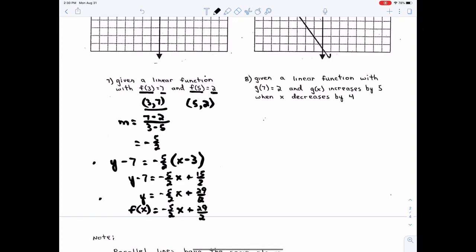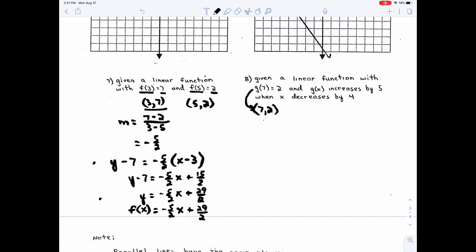Okay. Given a linear function with g of 7 equals 2, and g of x increases by 5 when x increases by 4. Did I give you a point? Sure, right here, I gave you a point, 7, 2. Did I give you a slope? A lot of people say, well, no, you didn't give me the slope, but I can calculate it. Well, you can calculate it, but I handed you the slope. I gave it to you on a silver platter.